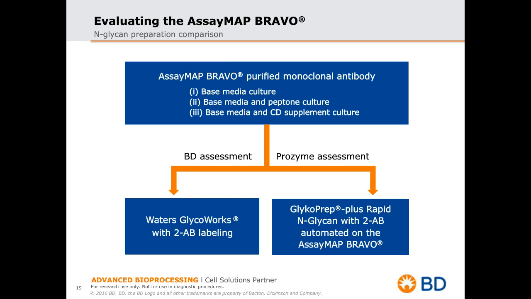In parallel, the same purified IgG samples were prepared for N-glycan analysis using the same manual GlycoWorks protocol described earlier in this presentation. That's shown to the left. From this point on, I will refer to the Bravo prepared samples as using an automated approach and the GlycoWorks preparation as a manual approach. All samples, whether prepared manually or automated, were analyzed by a UPLC fluorescence methodology.